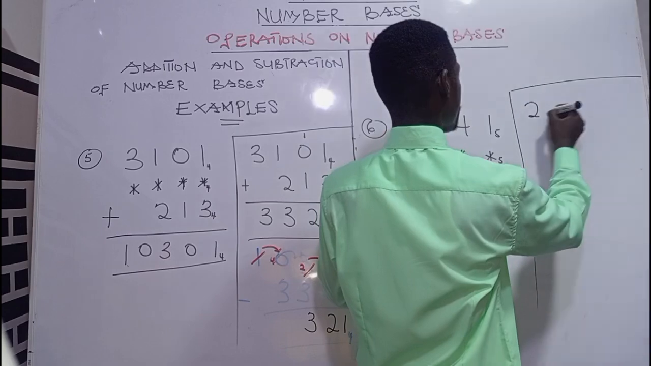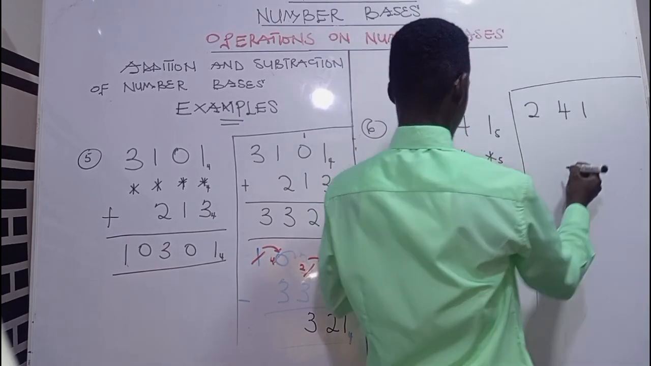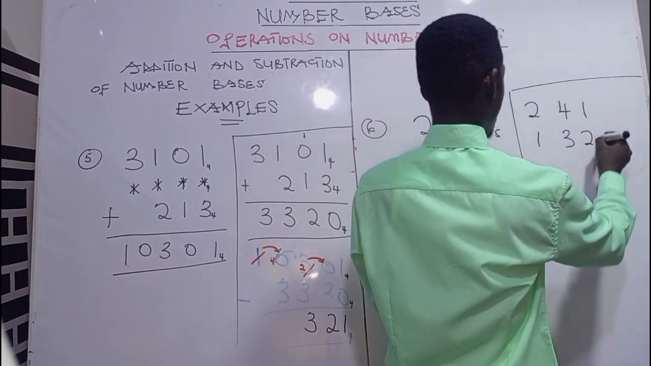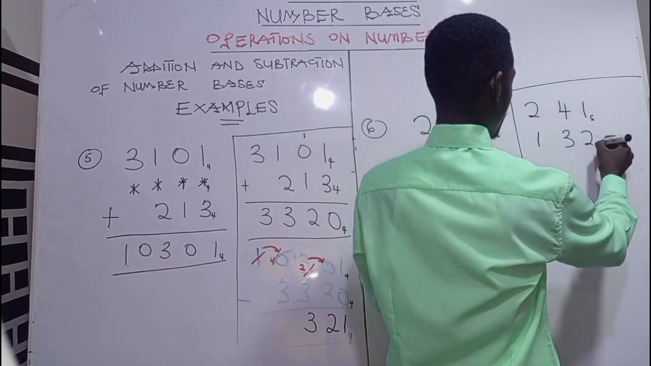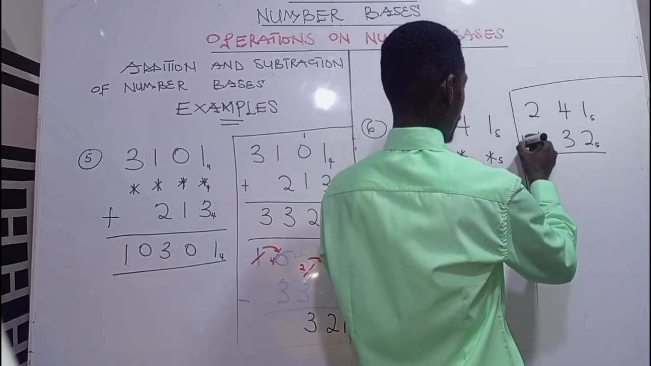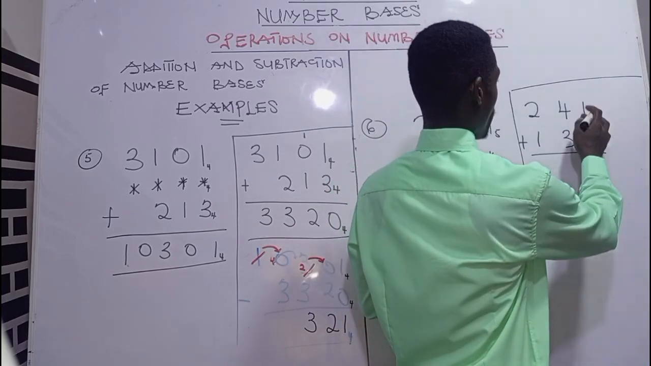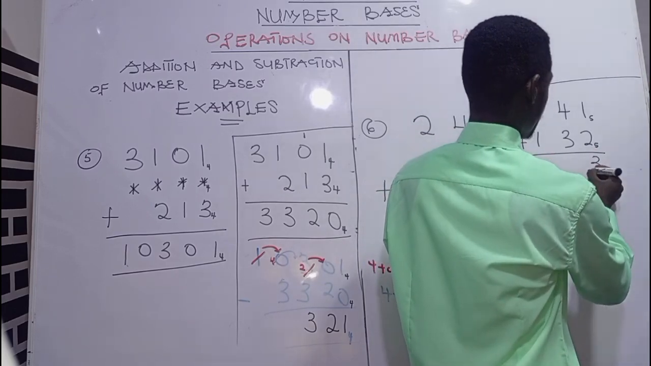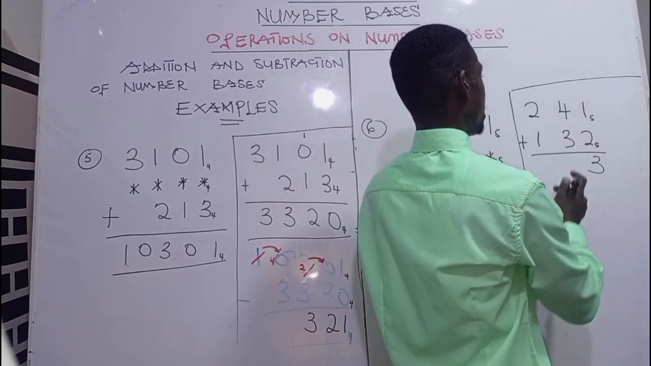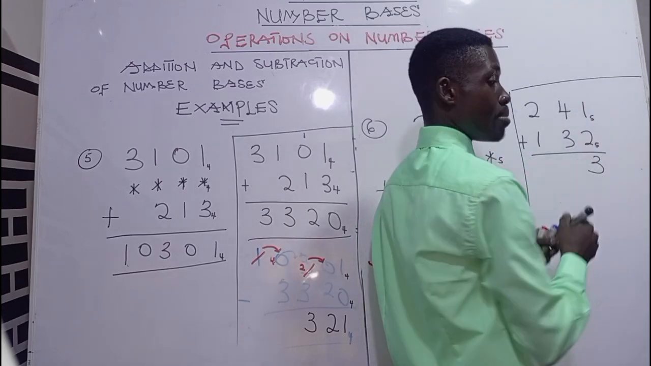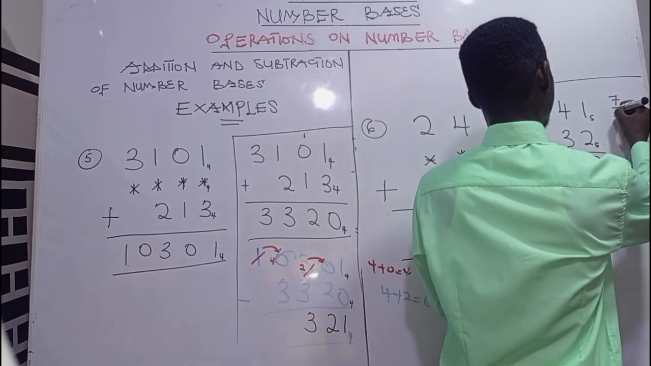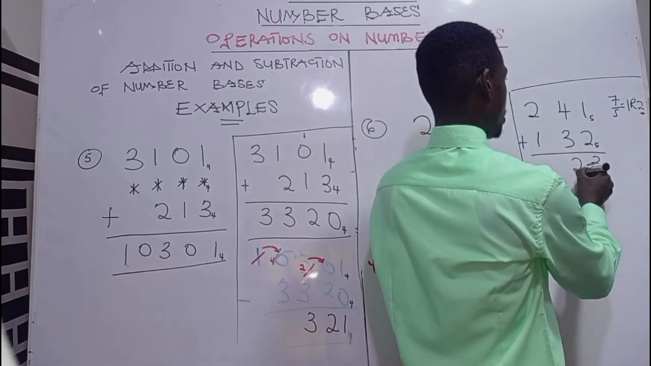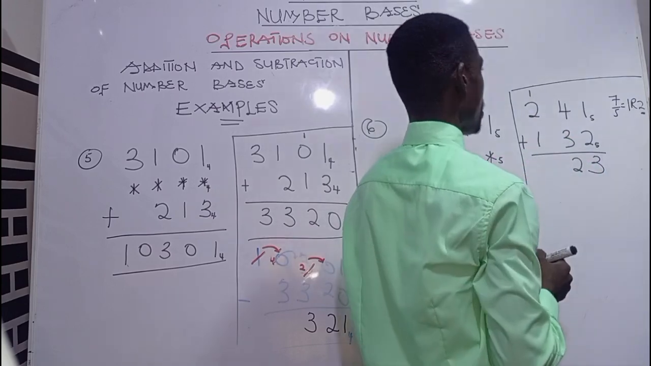So we have 2, 4, 1. And then we have 1, 3, 2, 1, 3, and then 2. Remember, all of them are in base 5. So we have 1 plus 2 gives us 3. 3 is less than the base, so we can write it. 4 plus 3 gives us 7. 7 is greater than the base, so we divide it by the base. This gives us 1 remainder 2. So we write the remainder and then we send the 1 to the next number.